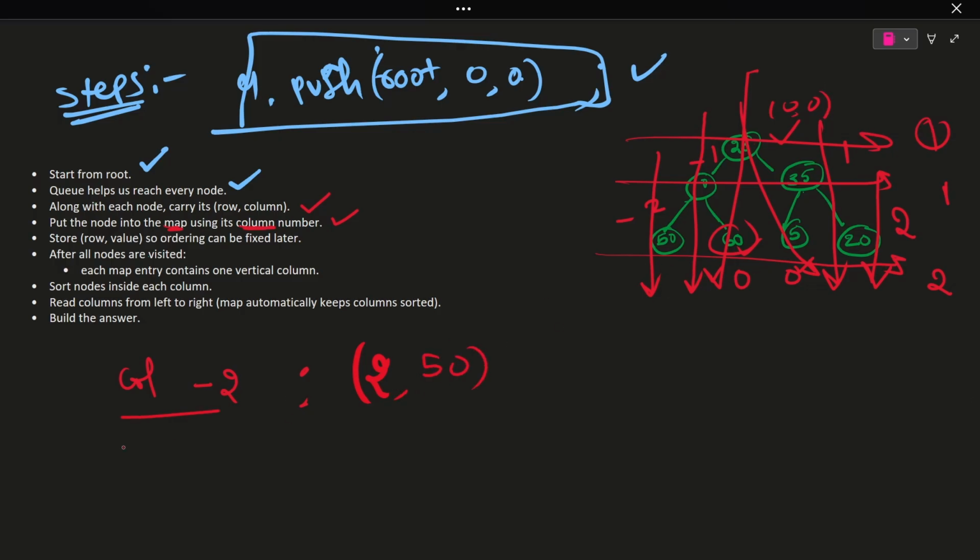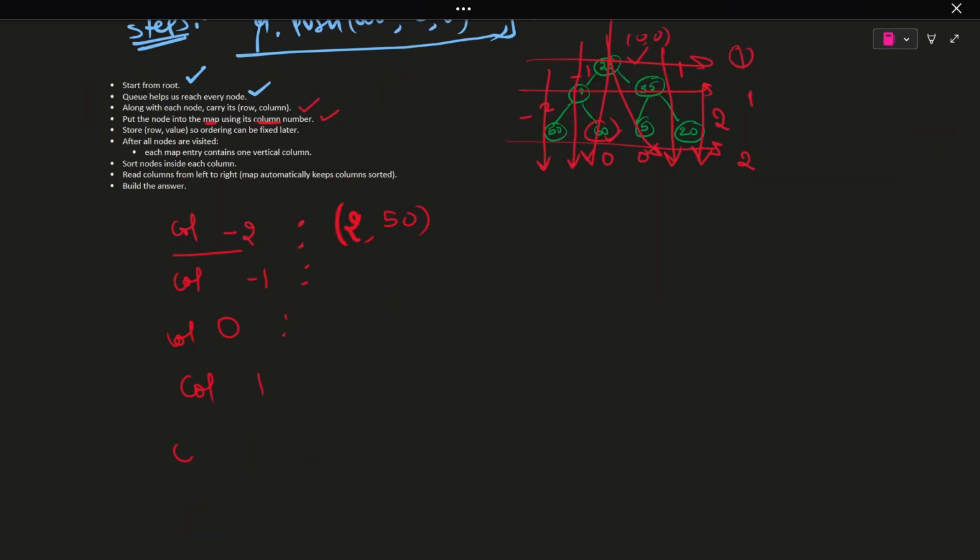Okay, now column -1, now column 0. Okay, after column 0 we have column 1, column 2. Only we have column -2, column -1, column 0, column 1, column 2. Only these are the columns that we have. First of all, we need to see the column -2 having only one value. Now column -1 we have two values, which is nothing but here we are having 10 and 50. So we are going to place 10 and 50.